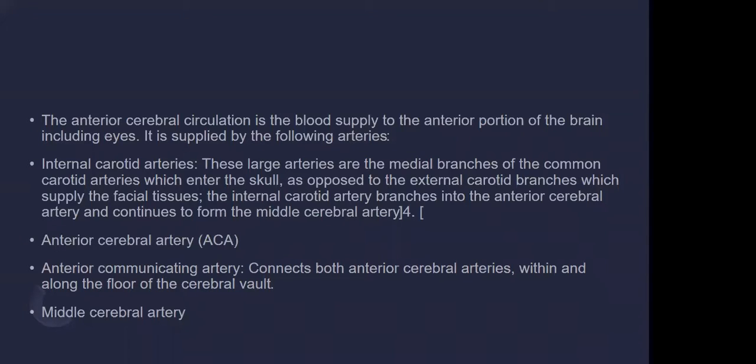The anterior cerebral circulation is the blood supply to the anterior portion of the brain, including the eyes. It's supplied by the following arteries. Internal carotid artery. These large arteries are the medial branch of the common carotid artery, which enters the skull, as opposed to the external carotid branches which supply the facial tissues.